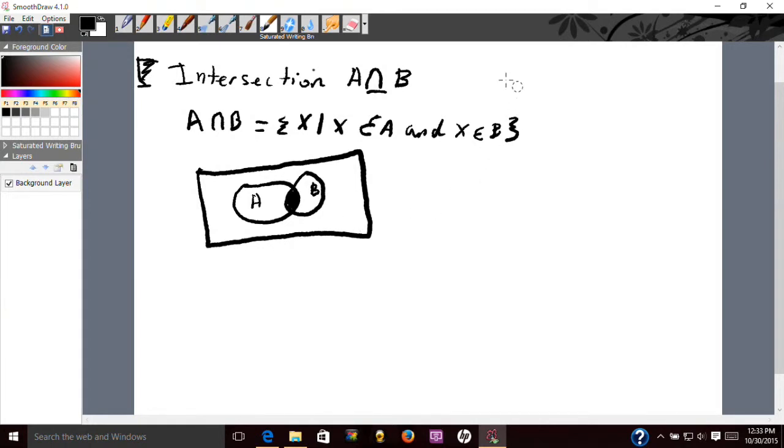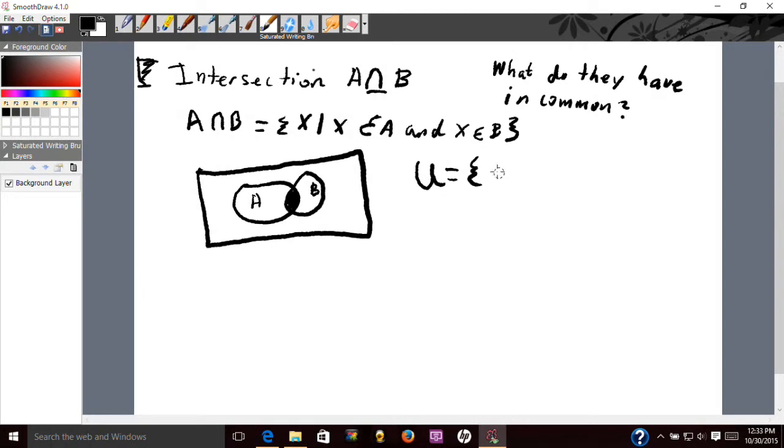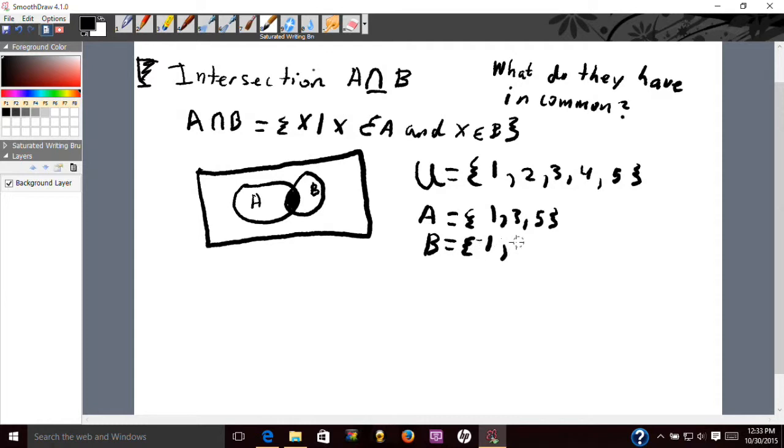So the question that I like to ask here is, what do they have in common? Well, how do I apply that to sets though? Well, let's take a universal set. My universal set, I've got 1, 2, 3, 4, and 5. My subset is A, and I have another subset B. My subset A will contain 1, 3, and 5, and my subset B will contain 1, 5.